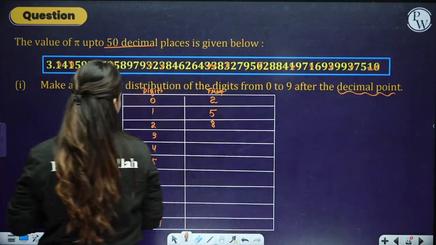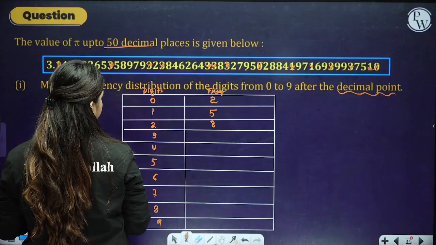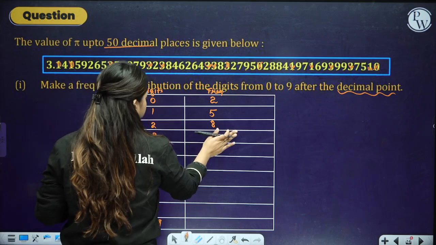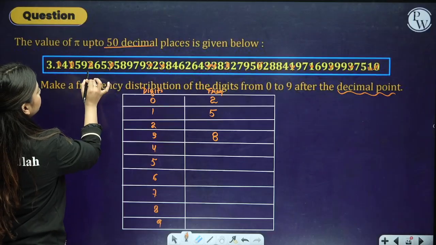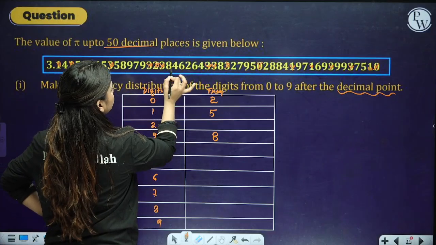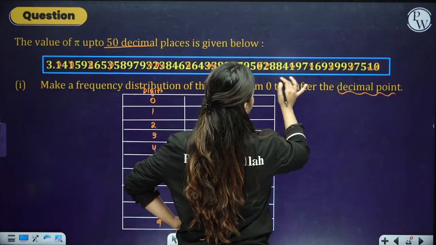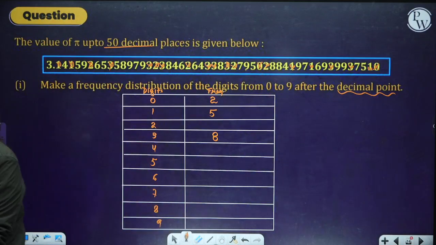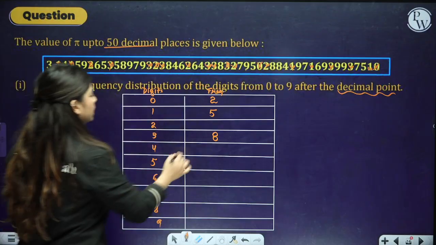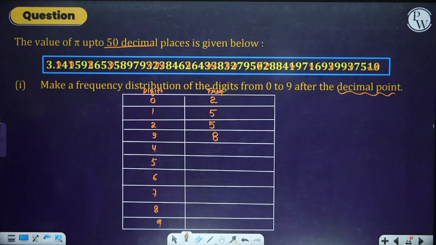So how many 2s? Oh wait, have we calculated 1? Yes, we haven't calculated 2. So 3 is 8. Now let's calculate 2. We have 1, 2, 3, 4, 5. So the amount of 2 is 5, and the amount of 3 is 8. And the amount of 1 that we had was 5.